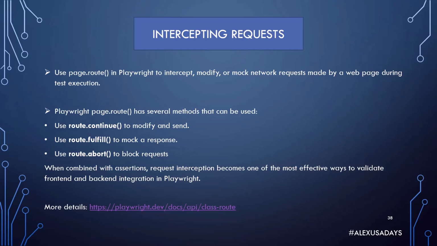When combined with assertions, request interception becomes one of the most effective ways to validate front-end and back-end integration in Playwright. And more details are at Playwright Dev Docs, API class route. Alright, let's take a look at the docs and do some coding.